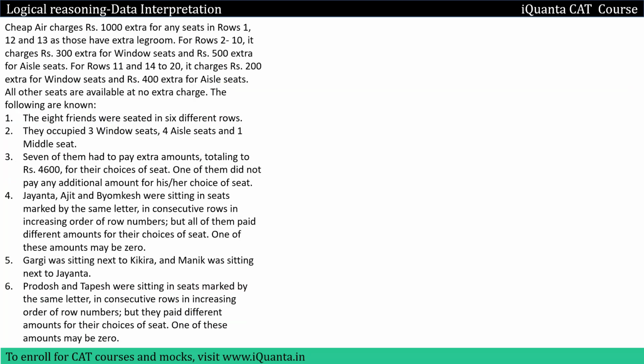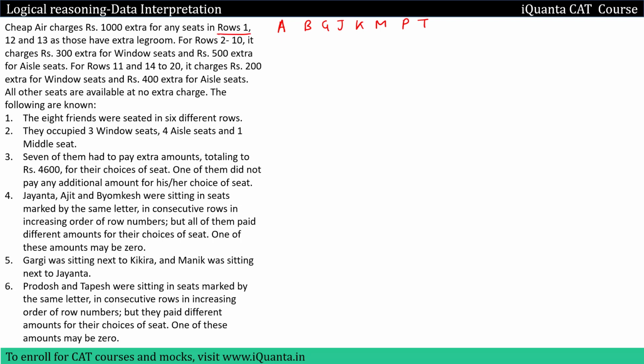So we'll go to the next slide. I'm taking the first letter of the name of every friend. So A, B, G, J, then K, M, P, T. These were the first letters of the names of 8 friends. Now first of all, we have to keep into account the rows, and according to the rows you have to note down the extra charges as well.